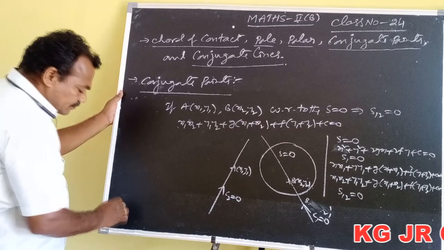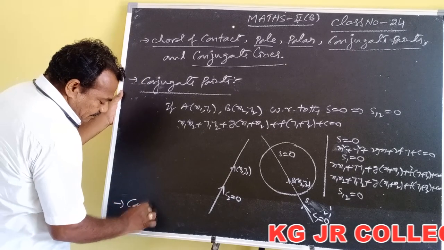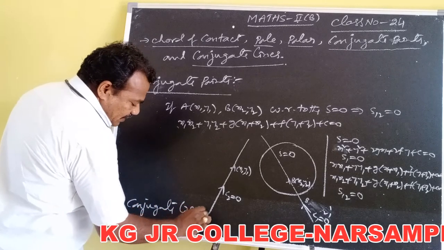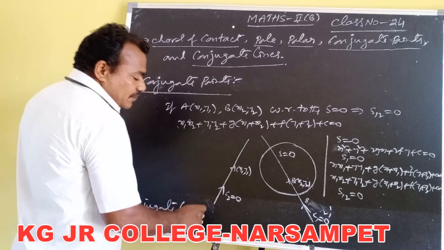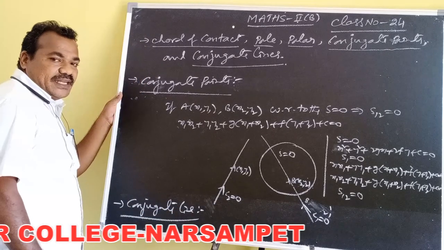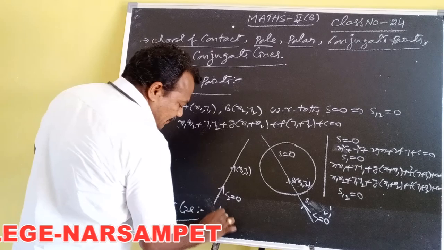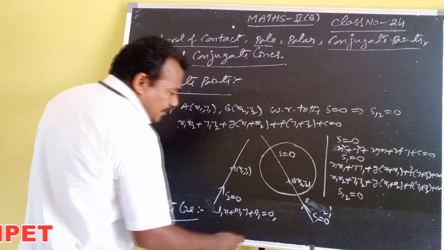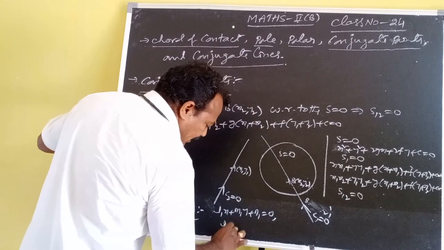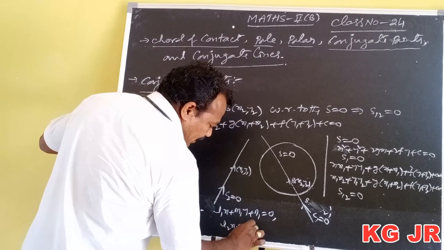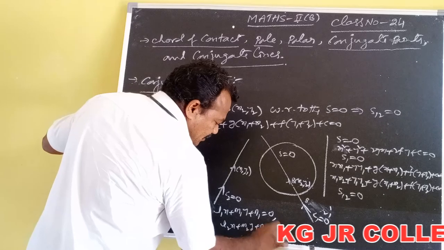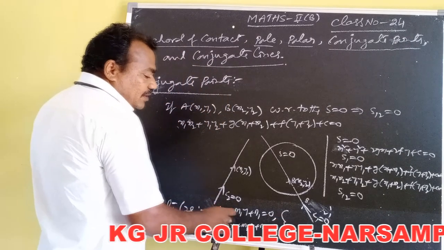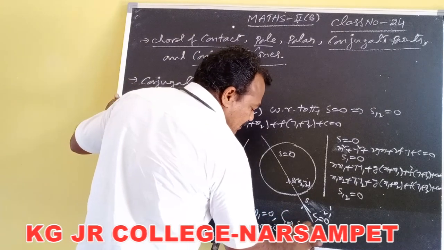Now here are the conjugate lines. Friends, now writing the condition for two lines to be conjugate lines with respect to the circle. The lines are L1x + M1y + N1 = 0 and L2x + M2y + N2 = 0. These two lines are said to be conjugate lines with respect to the circle S = 0.